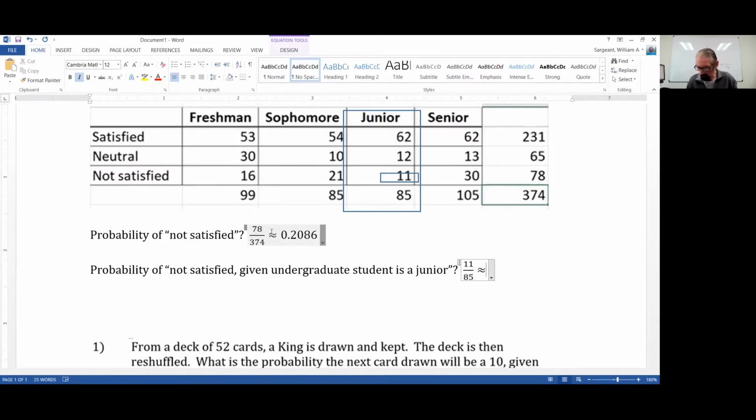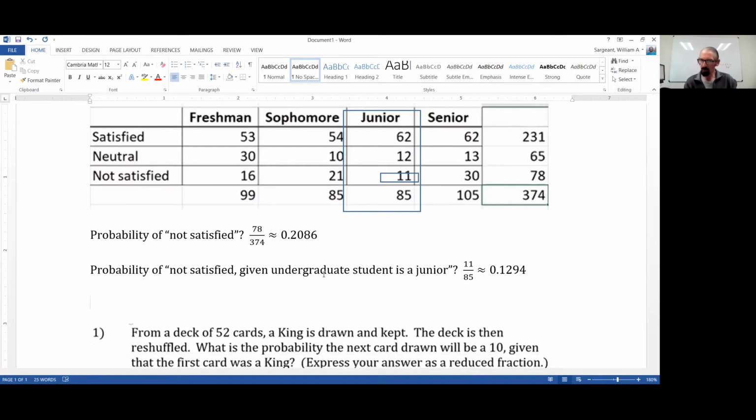Which has a decimal rounded to 4 places. 11 out of 85 is 0.1294117647. That's going to round down to 0.1294. By adding in that condition, the probability has gone down. And I don't want you to think that's what's always going to happen.